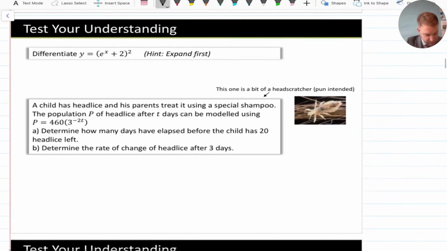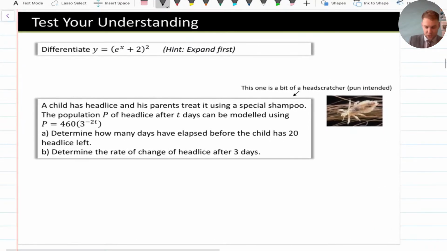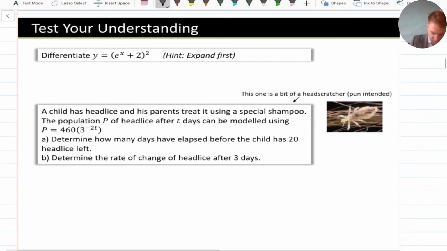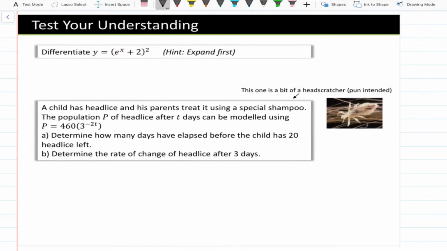Super. Now we've got to test your understanding here. We've got a few questions to have a go at. So take five minutes to have a go at those two, and then I'll have a go at some of these, okay? So take a few minutes, just have a go at both of those.